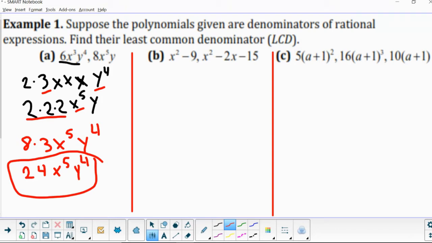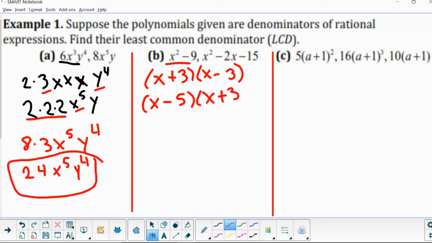So with B, notice we're going to have to do some actual factoring here as well. We got x squared minus 9. So if we wanted to factor the x squared minus 9, we need two numbers to multiply together to give us negative 9, but add to be 0. So that would be positive 3 and negative 3. Now, at the second trinomial there, we got our quadratic. We got x squared minus 2x minus 15. So we're looking for two numbers that multiply together to give us negative 15, but add up to be negative 2. So we'd have x minus 5 times x plus 3.